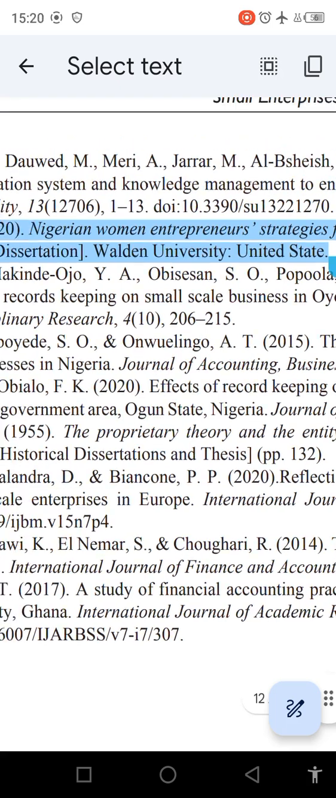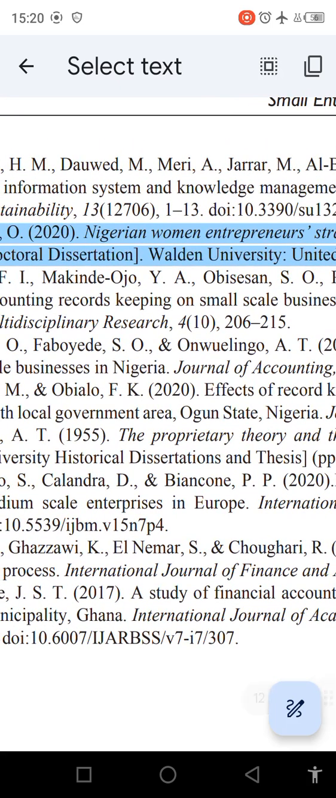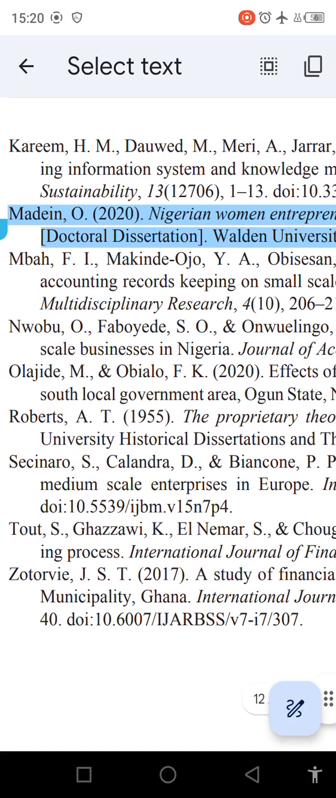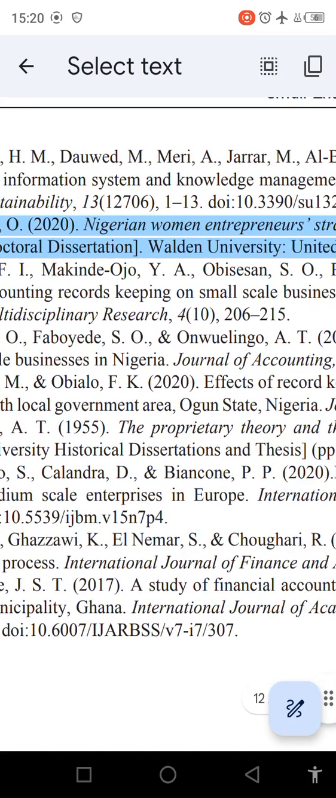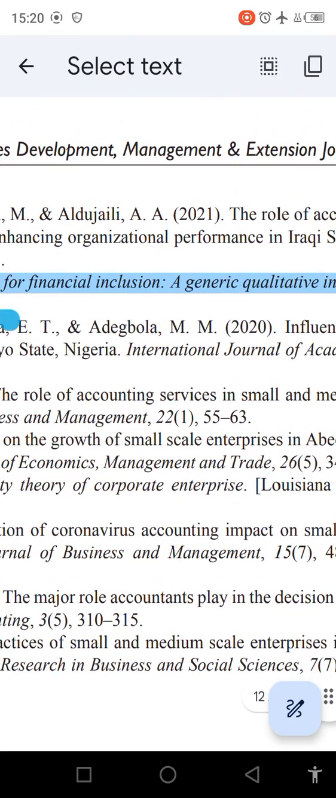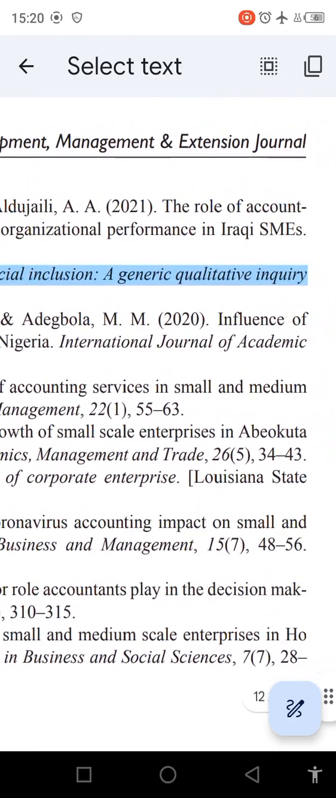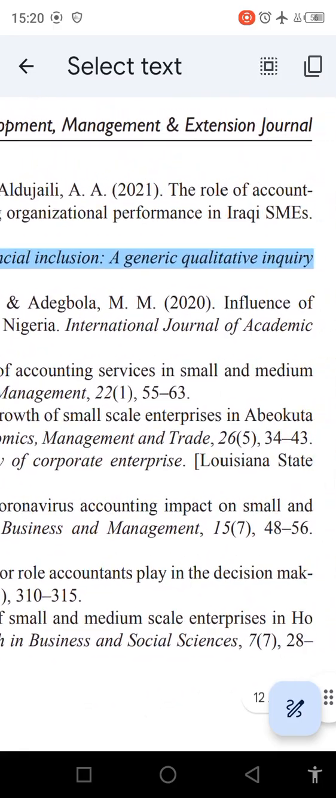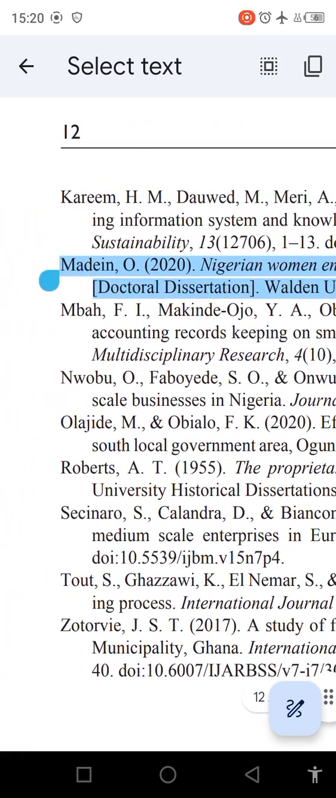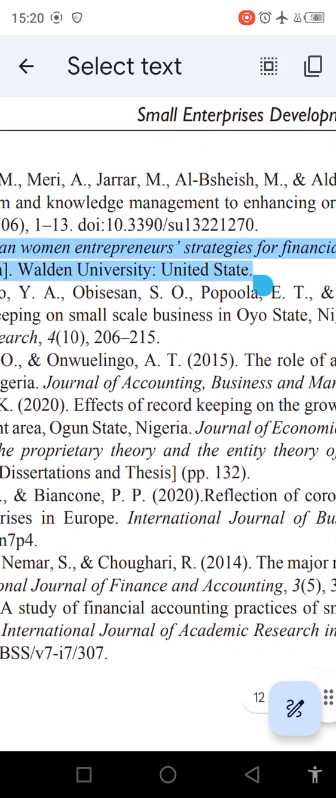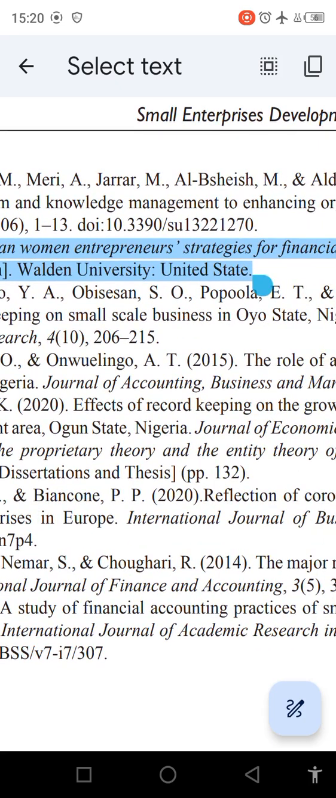Now, assuming this is a normal textbook now, this is not a doctoral dissertation. The difference is that this doctoral dissertation that we put in brackets here, we never reflect. All we are going to have is Nigerian Women Entrepreneur Strategies for Financial Inclusion, semicolon, a generic qualitative inquiry, and then after that, full stop, that's the topic. After that, we are going to have Walden University, semicolon, United States, full stop.